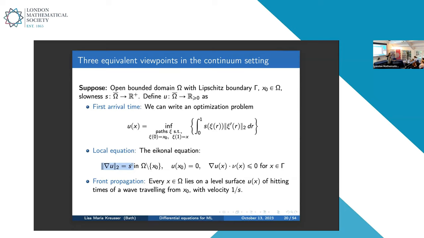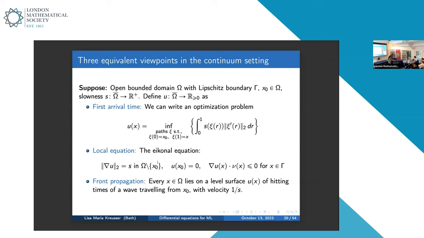And last but not least, one can also look at front propagation approaches, where the idea is that we start at some point x0, for instance, and then want to understand how this wave propagates over this given domain. All these approaches depend on our underlying continuous medium and its associated underlying velocity, which is expressed by s here everywhere. And in fact, one can show that even though those three formulations look quite different from each other, they turn out to be all equivalent.